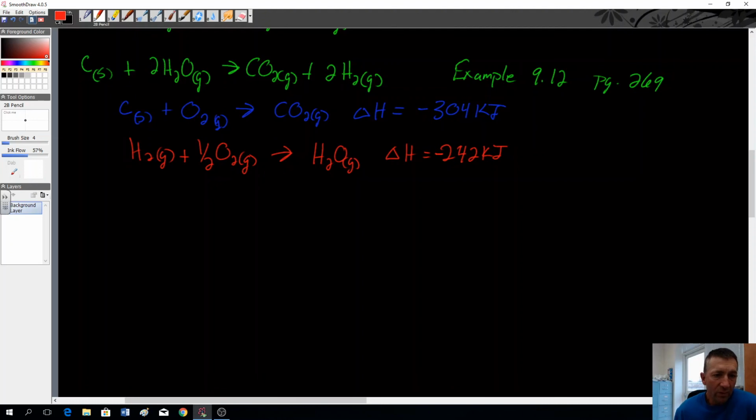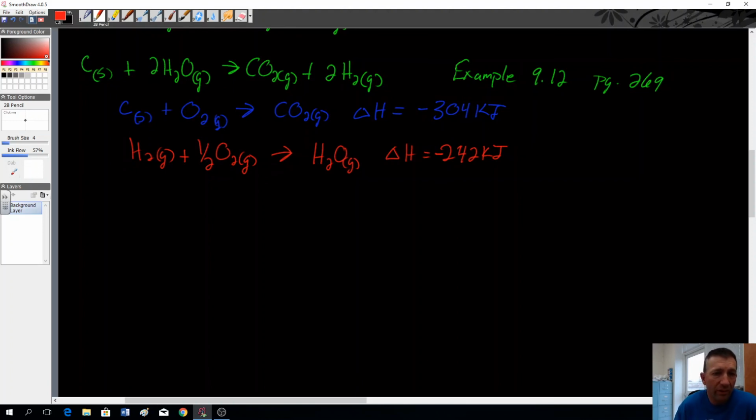But before we can add these together, we have to make sure that they're the same as they are in the original equation. So we're going to look at carbon. It's a solid. There's one carbon. We're also looking to see if it's on the left side of the equation, which it is. Up here it's on the left side too, so they're both on the same side.